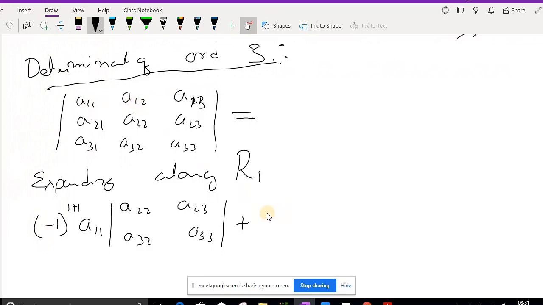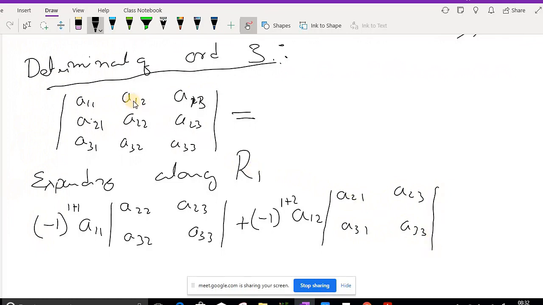We are expanding along R1, so the first element of R1 was a11, the second element is a12, so we'll write this one. Before that you have to write minus. Then what will its power be, what will the coefficient be? 1 2, so this will be 1 plus 2, a12. For a12, its row 2 and column 2, this row and this column you will leave, and the remaining determinant will be a21 a23, a31 a33. Okay, this is the thing. So a12 is here, so you just leave this column and this row.